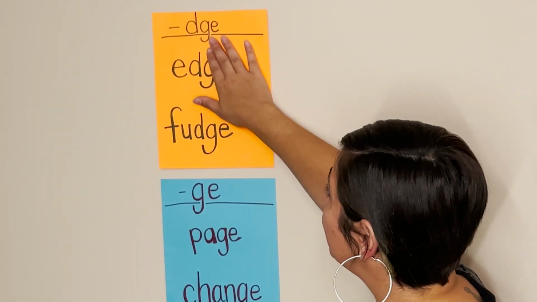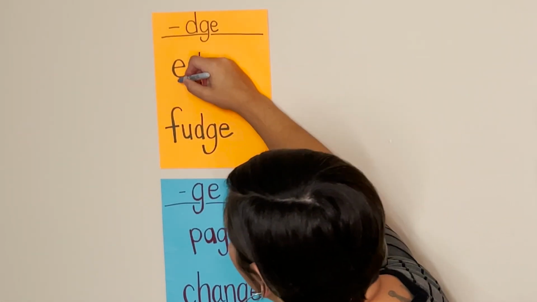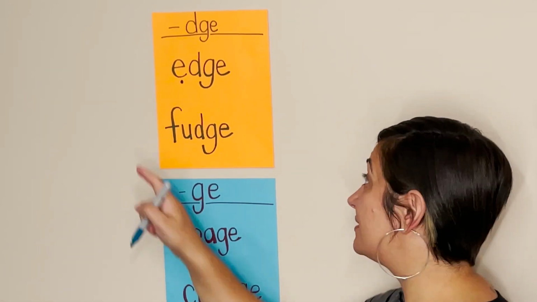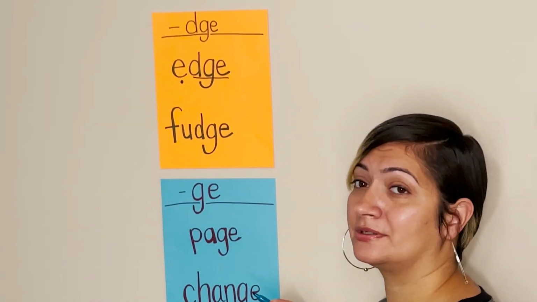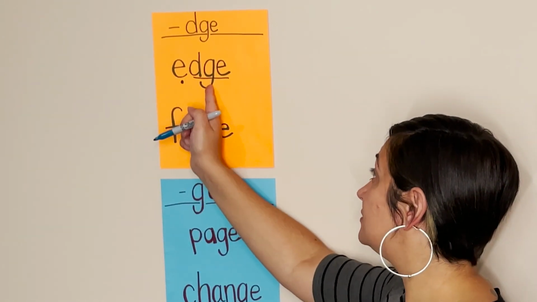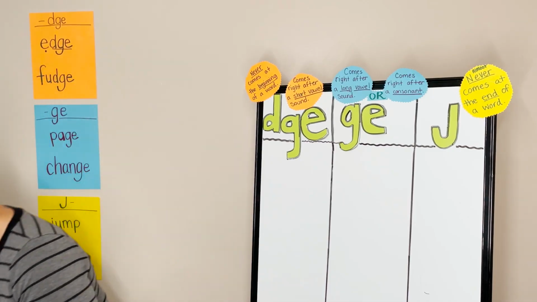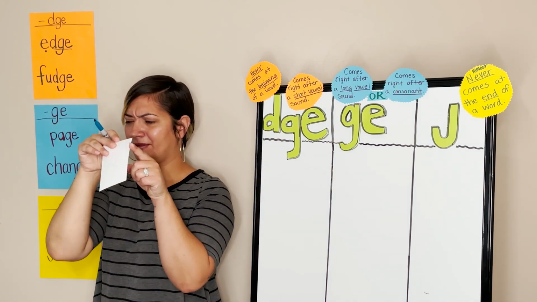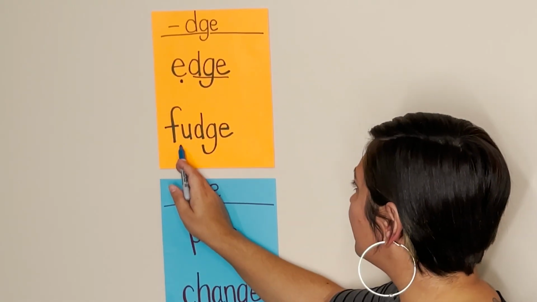I have D-G-E right here. And we have a word that's going to actually start with the short vowel sound, eh. And then we have J, eh, J. What word? Edge, like the edge of a paper. You gotta be really careful, don't get a paper cut. Yeah, the edge.